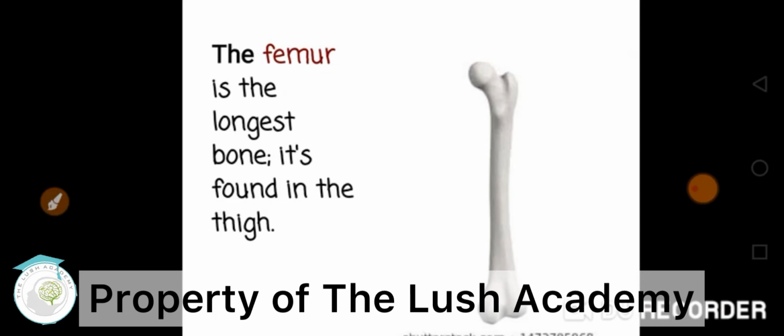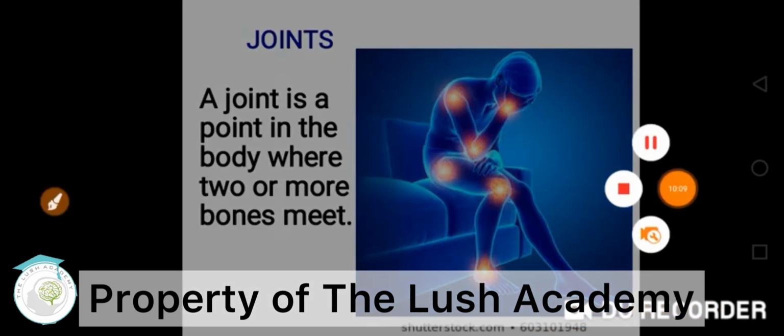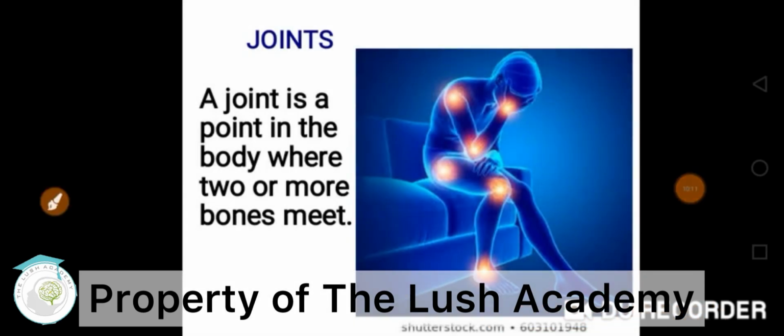Okay, so the femur is the longest bone. It is found in the thigh, okay? It's called the thigh bone. So that takes us to joints. Let's take a look at joints now.